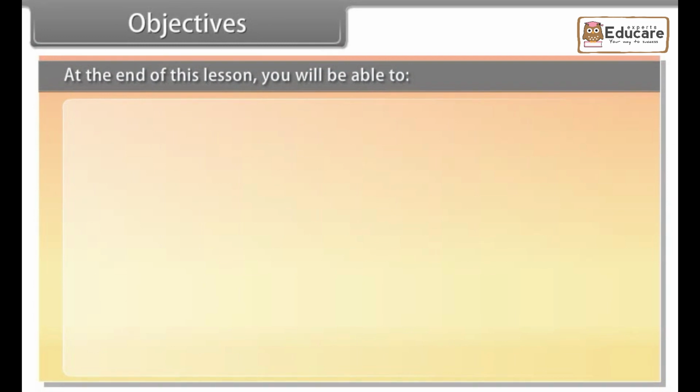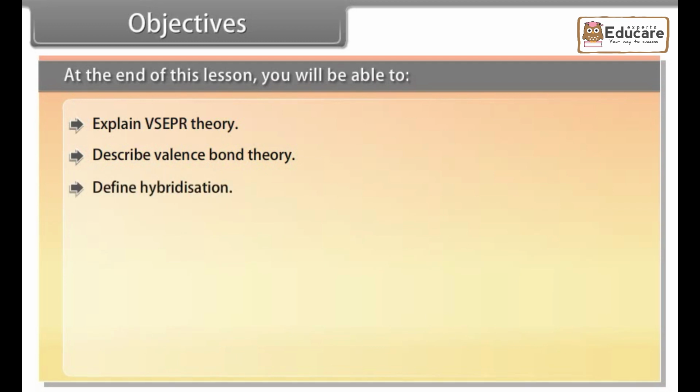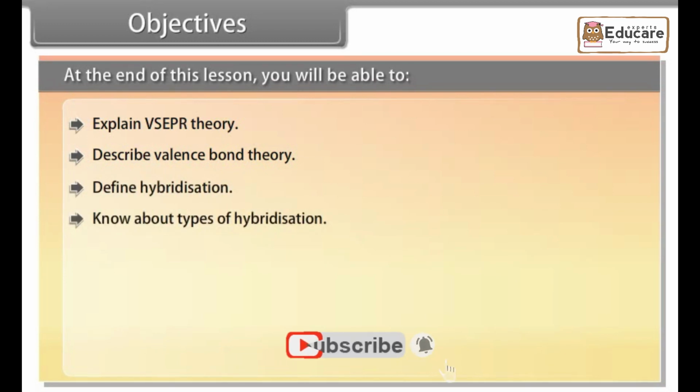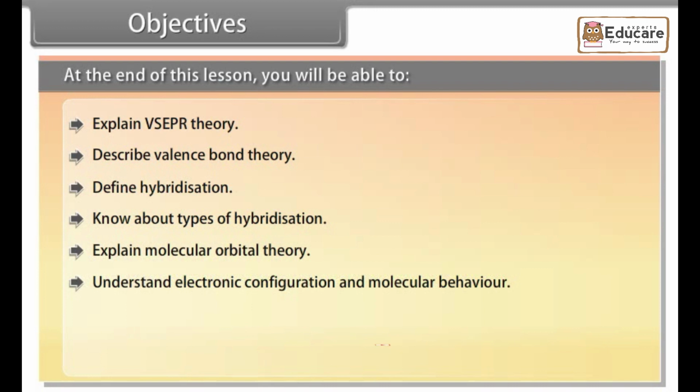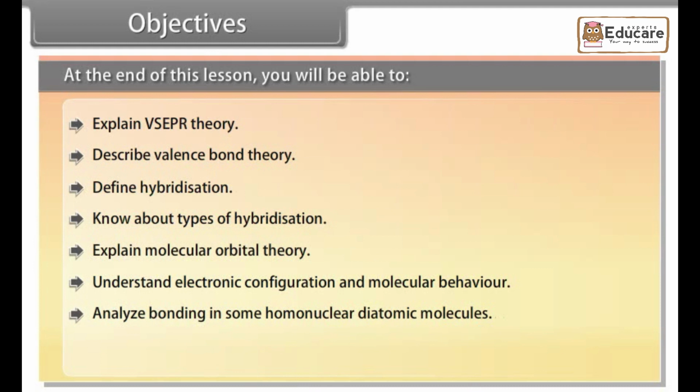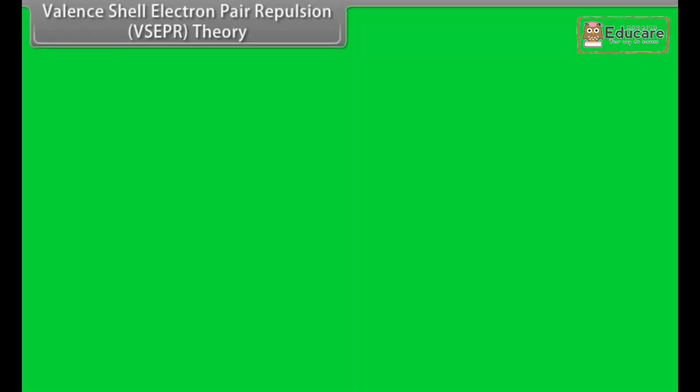Objectives. At the end of this lesson, you will be able to explain VSEPR theory, describe valence bond theory, define hybridization, know about types of hybridization, explain molecular orbital theory, understand electronic configuration and molecular behavior, analyze bonding in some homonuclear diatomic molecules, define hydrogen bonding. Valence shell electron pair repulsion, VSEPR theory.